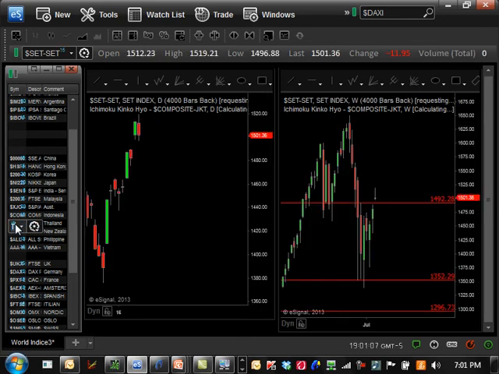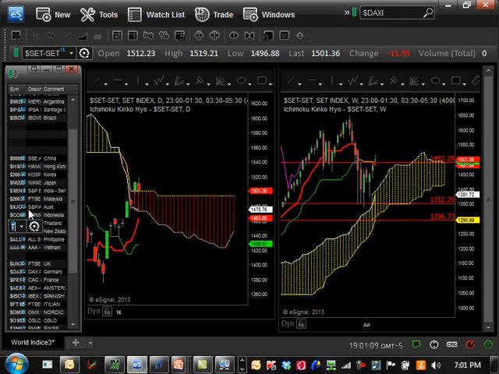Thailand. Notice all these little countries here in Southeast Asia, they were doing great. Now they're finally going for a pullback. This is right at resistance right now, Thailand, which is basically around 1500, and that's the resistance there. Support is going to be 1352. So that's basically the new consolidation range, I think.